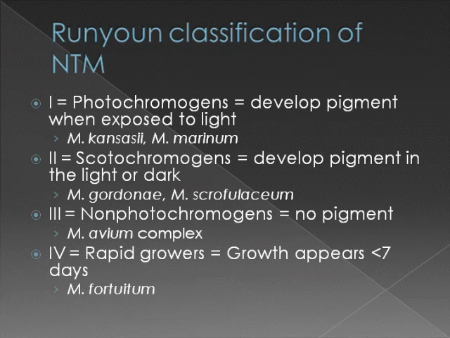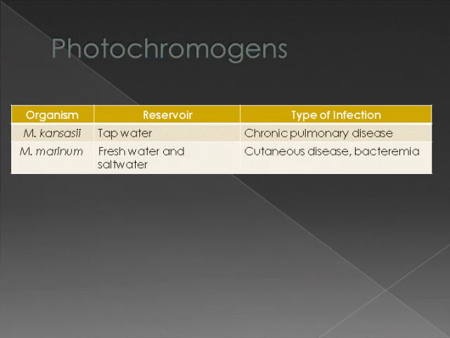And then finally, we have the rapid growers, which is category 4. Growth appears in less than 7 days and includes Mycobacterium fortuitum. So with the photochromogens, the scotochromogens, and the non-photochromogens, it's longer than 7 days for growth to appear, whereas if it grows in less than 7 days, they're clumped into the rapid growers category.